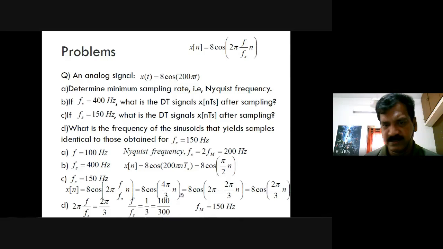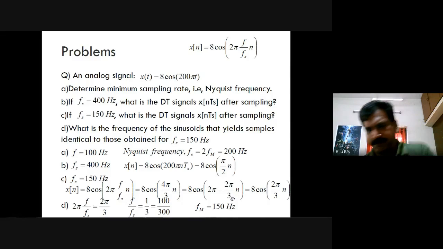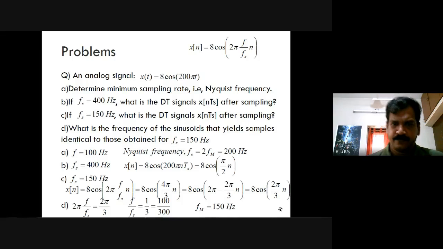So this can be written in terms of 2 pi minus some frequency. That 2 pi minus some frequency is the same as 2 pi minus theta, and cos of 2 pi minus theta is the same as cos theta. So that equals 8 cos of 2 pi by 3 into n. So what is x(n) when sampling at a frequency of 150?